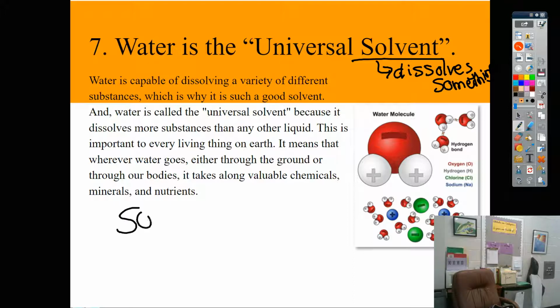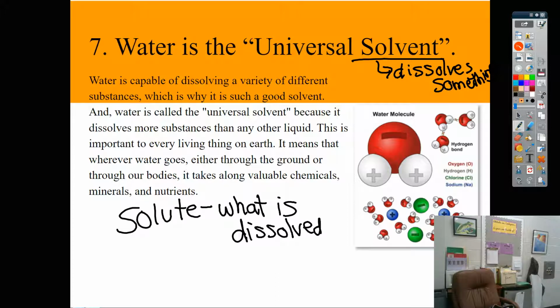The solute. What is dissolved? So name something you can dissolve in water. Sugar. Spices. Okay, some spices, yes. Salt.